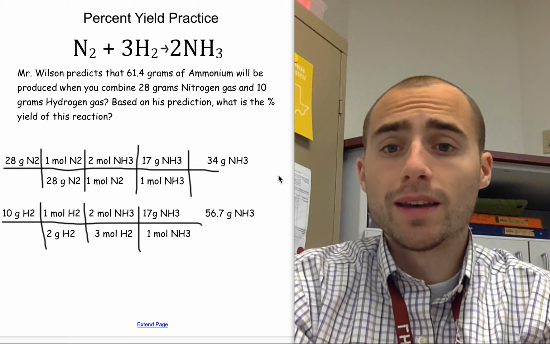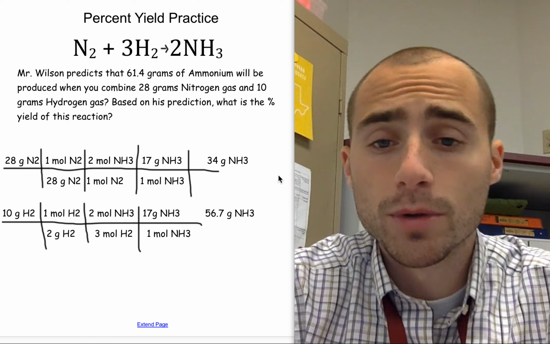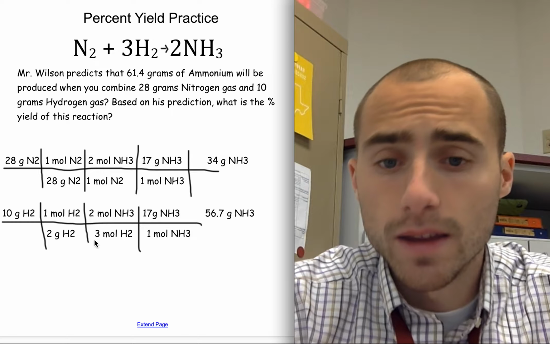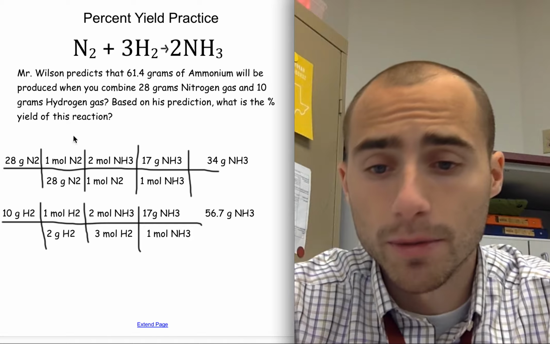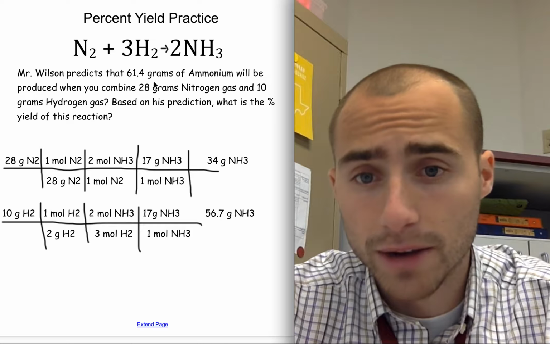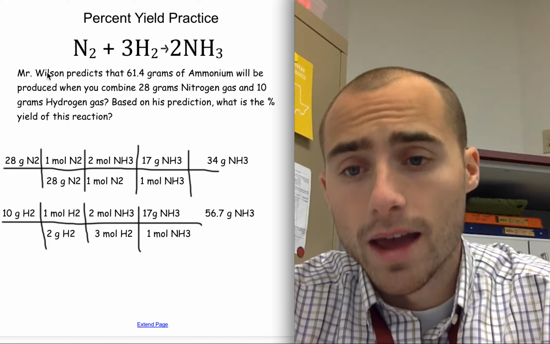Here is a percent yield practice problem, and it is very similar to a practice problem you did with limiting reactants earlier. So I went ahead and did the first steps of this problem that I'll explain in a minute, but these should already be on your paper somewhere from an earlier practice problem. So here's our reaction, already balanced. Always have to make sure it balances. And then here's our problem.